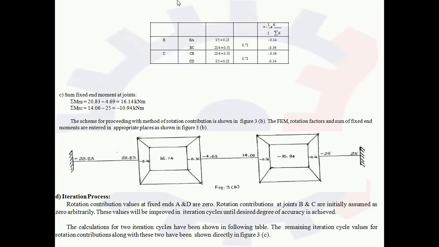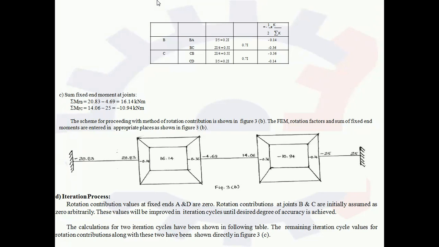If you sum these values, we get 0.7I, so the total relative stiffness of that particular joint is 0.7I. Now if you put that value into the equation to calculate the rotation factor, we get the rotation factor of CB as minus 0.36 and of CD as minus 0.14. Now this was the second step, in which we calculated the rotation factor. In the first stage, we calculated the fixed end moment, and the second was the rotation factor. Now the main process starts here, that is the third step, to calculate the final moment.